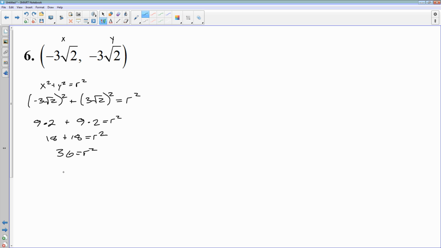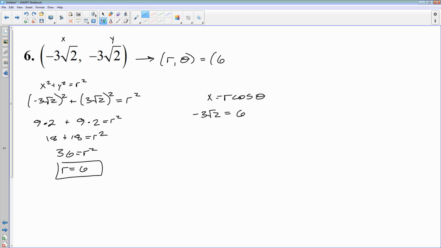And take the square root, and you get your r to be 6. So I know that if I'm going to convert this to r theta, my r is 6. I have to find my theta. So I'm going to go with either r sine or r cosine. I know that x equals r cosine theta. I don't know why, but I just choose that one. The x coordinate is negative 3 root 2 equals r, which I now know is 6, times the cosine of theta. I will divide both sides by 6.